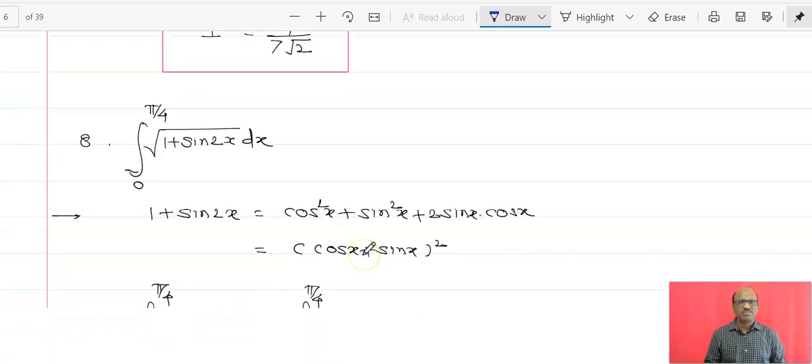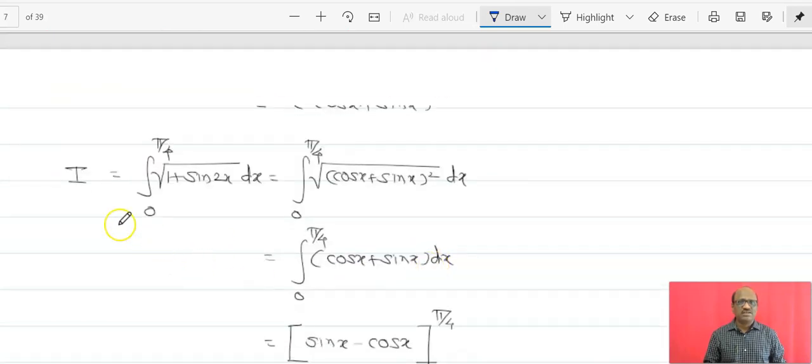Now the next problem: integral 0 to pi by 4 in root of 1 plus sine 2x dx. Very interesting problem. 1 means what? Cos square x plus sine square x. And sine 2x is 2 sine x into cos x. Now this is a perfect square, that is, cos of x plus sine x whole square.